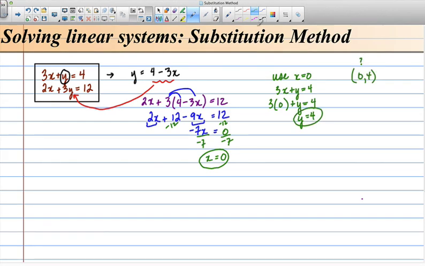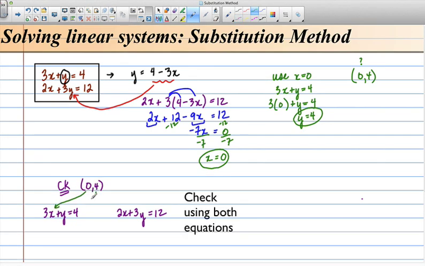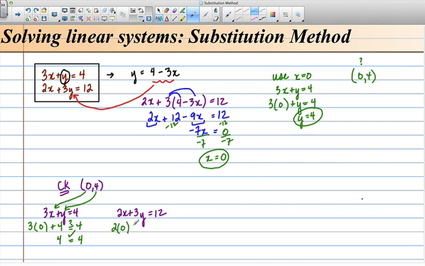Now let's check if our solution is true. We'll plug in the values. 3 times 0 plus 4, does that equal 4? And 4 does equal 4. How about the next one? Checking to see if the left side equals the right side, and yes, it does. So we have a solution.